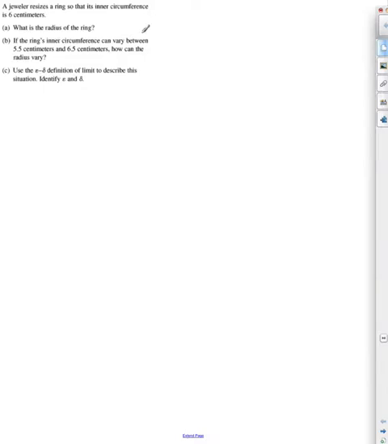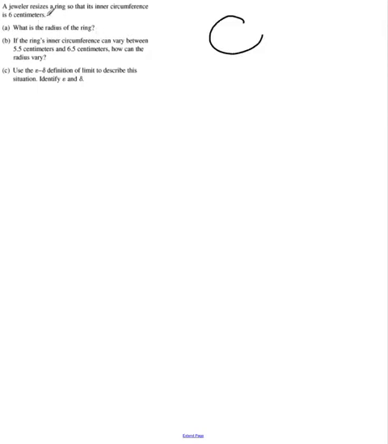Now, why in the world would you want to use this? There are some actual practical applications. Now, for this problem, it says a jeweler resizes a ring so its inner circumference is 6 centimeters. So remember, this is a circle. Here's my circle. So the inner circumference is 6 centimeters. What's the radius of the ring?